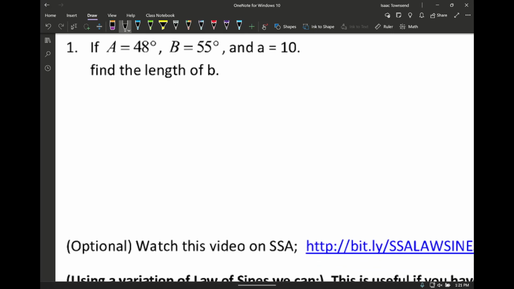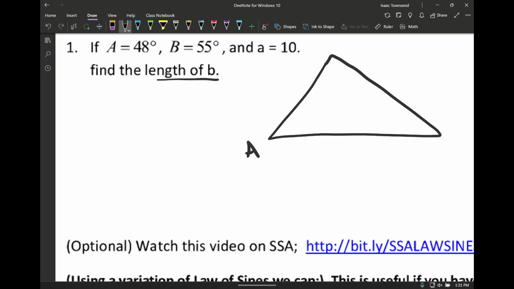Okay, so question 1 wants me to find the length of B. Completely optional, but if you feel more comfortable having a picture in front of you, then make a picture. Doesn't have to be super accurate or anything, but if you feel more confident with the picture, take the 5 seconds to make a picture.